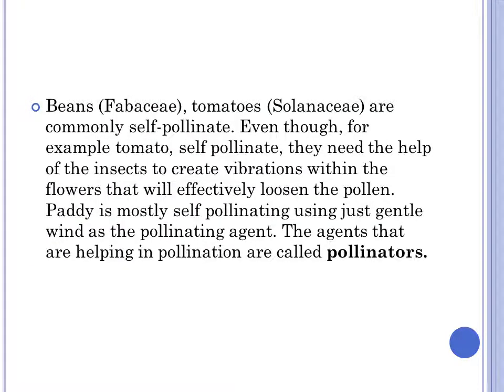Beans, tomatoes are commonly self-pollinating. Even though, for example, tomato self-pollinates, they need the help of the insects to create vibration within the flower that will effectively loosen the pollen. Paddy is mostly self-pollinating using just gentle wind as the pollinating agent. The agents that are helping in pollination are called pollinators.